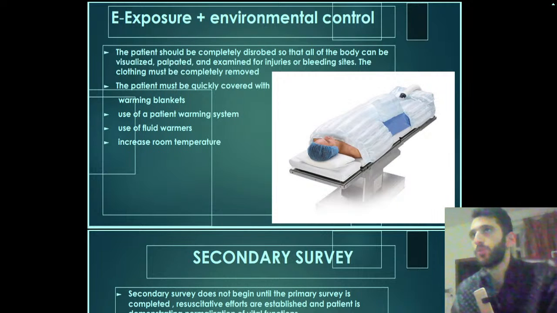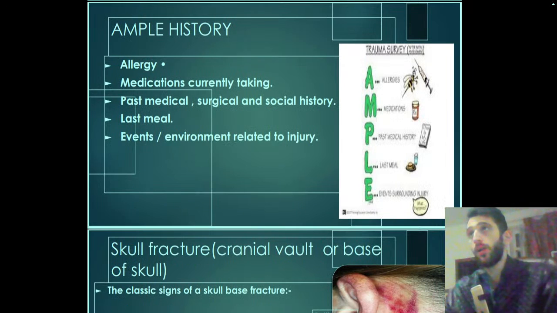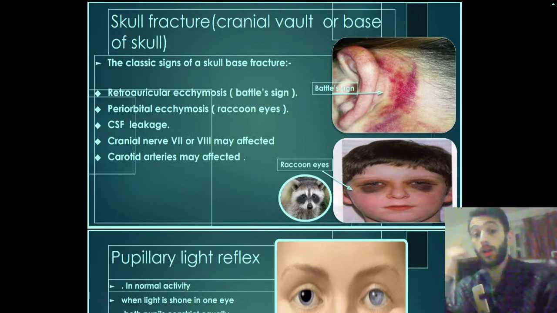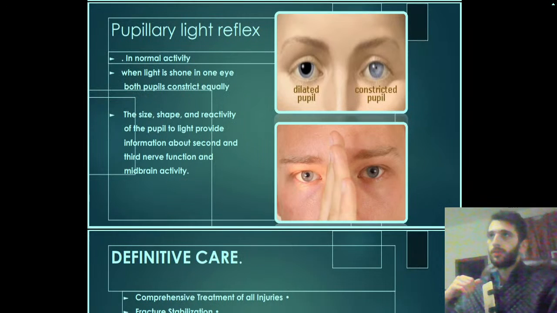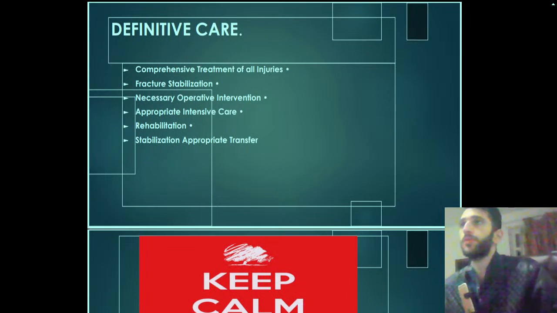Let's go to the E: exposure control, use of patient warmth, increase room temperature. Secondary survey is important and includes AMPLE history: allergy, medications, and so on, and you can see these pictures. There is a skull fracture and CSF leakage. Carotid arteries may be affected also. Pupillary light reflex is normal. Size and shape, and definitive care for comprehensive trauma and injury, etc.